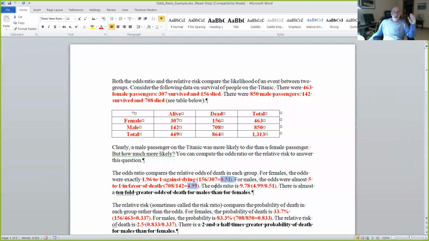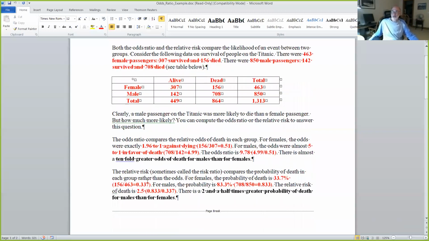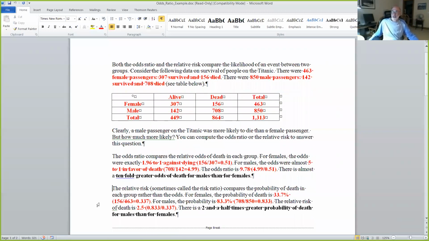So when you see the log of an odds ratio, we're not even talking about the odds ratio. When we look at JMP, it's going to estimate the logarithm of the odds ratio. So logarithms are hard to interpret on their own, and now it's a logarithm of an odds ratio. It's a very peculiar thing to try to talk about. A little more direct is to talk about the relative risk. It's also called the risk ratio. It compares directly the probability of death in each group rather than the odds.